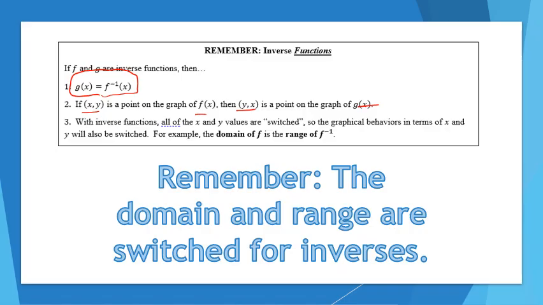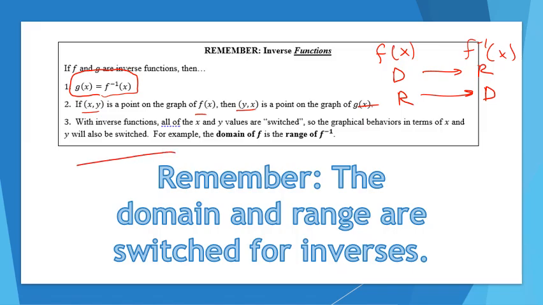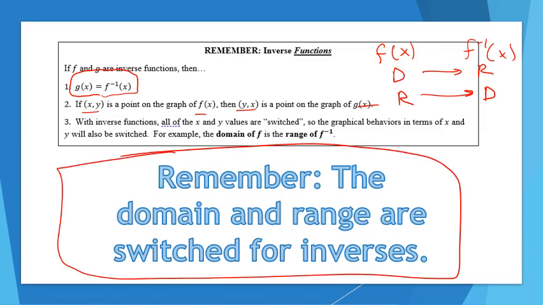The key here is knowing the domain of f is going to be the range of the inverse. So let's say we have f of x here, and then we have the inverse of f of x there. The domain is going to become the inverse's range, and the range of the original will become the domain for the inverse because your x and your y values are swapped, right? So just remember the domain and range are switched for the inverses, and then also know 1 and 2 as well. But the domain and range is very important though.